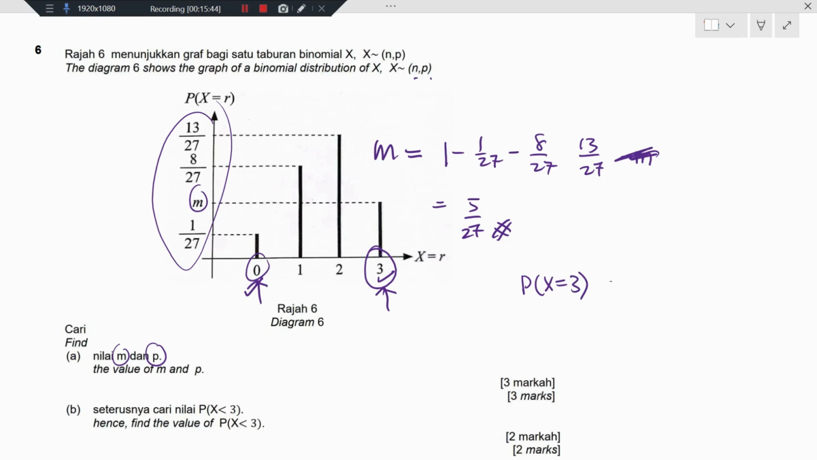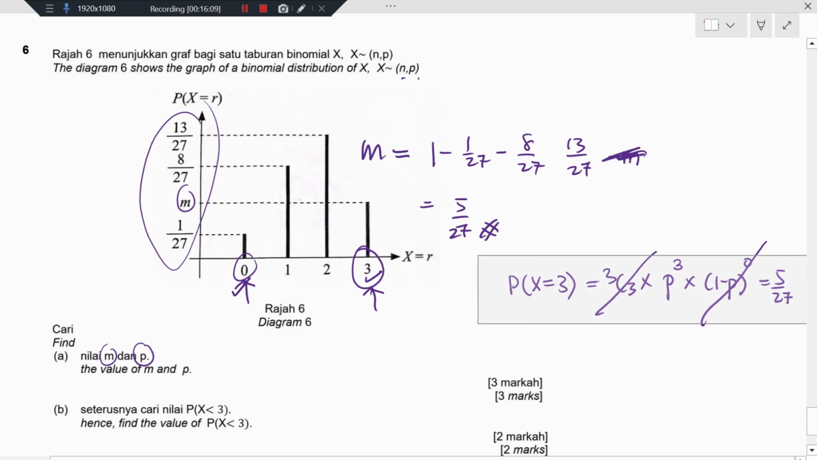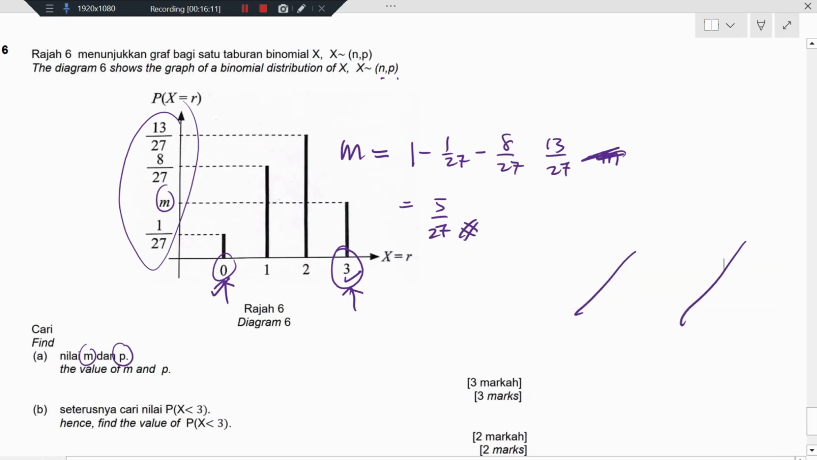When x equals to 3, 3C3, probability of success we don't know, but power 3, 1 minus P is power 0. And remember, x equals to 3 is your M, right? Which is 5 over 27. So this one 1, this one 1. I think better use x equal to 0 here, because I can cube root very easily rather than 5 over 27.